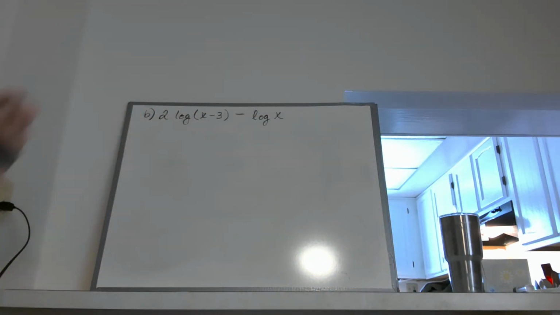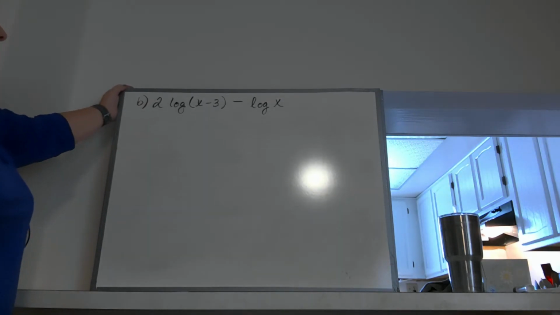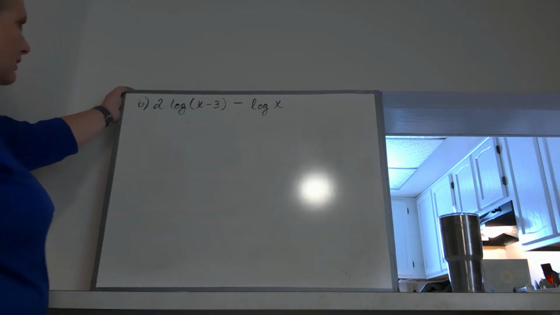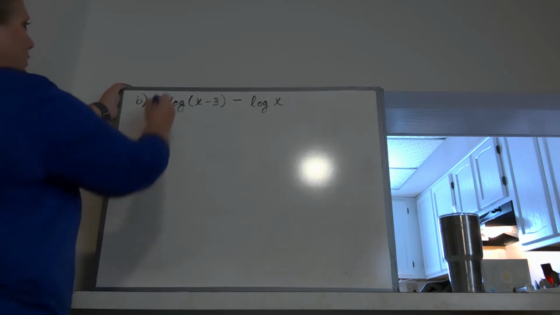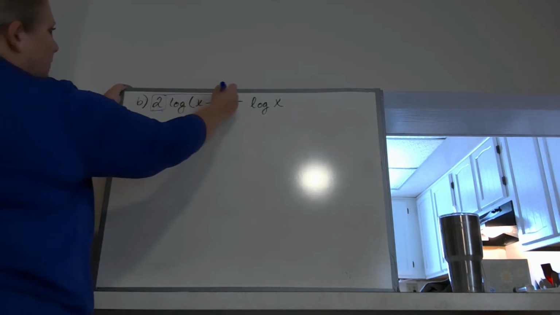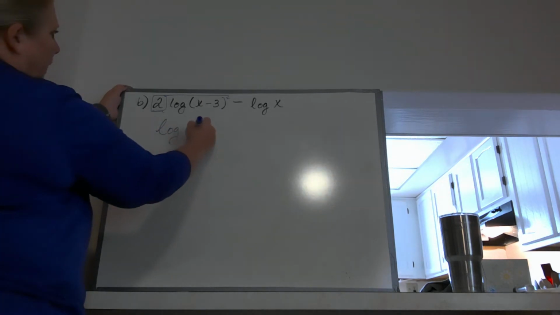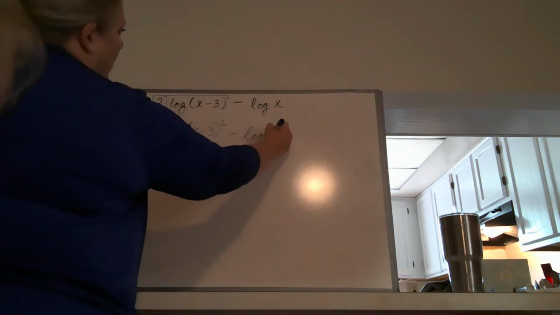Write it as a single log. We're still continuing with this. Okay. Now this time it's a subtraction, so ultimately that's going to turn into division, but I first have to deal with this coefficient. So that coefficient becomes an exponent right here. So we're going to have the log of x minus 3 squared minus the log of x.